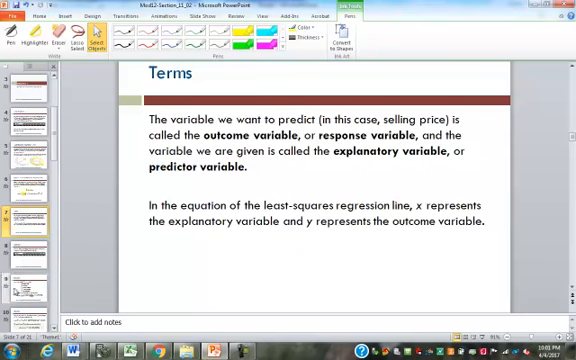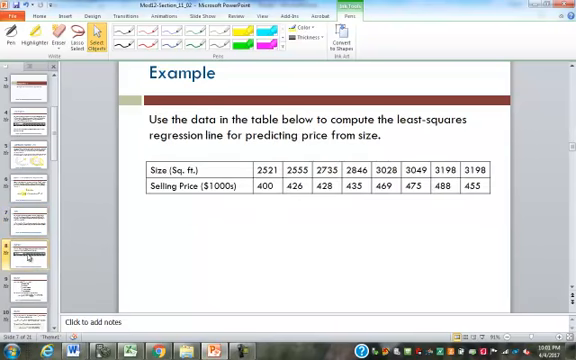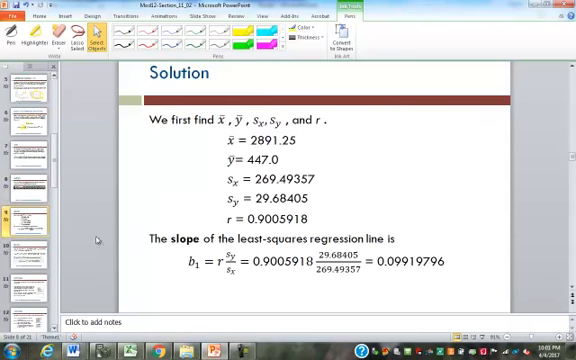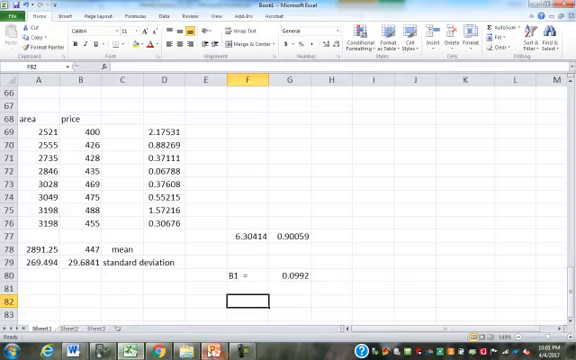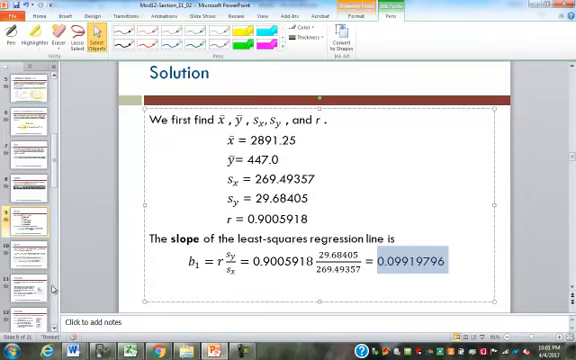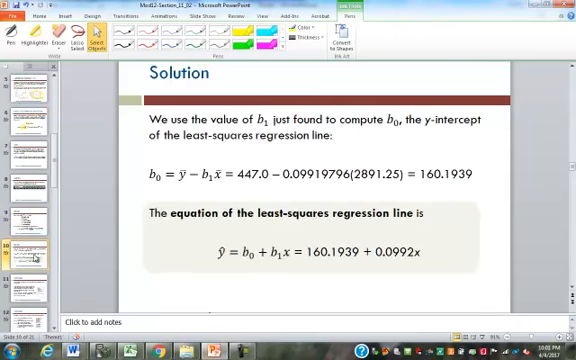Okay, so they did the calculation for our set of data here. They found r, they found sy and sx, and they plugged them in and they get the same value we just got, 0.0992. So they plug those values into the formula.